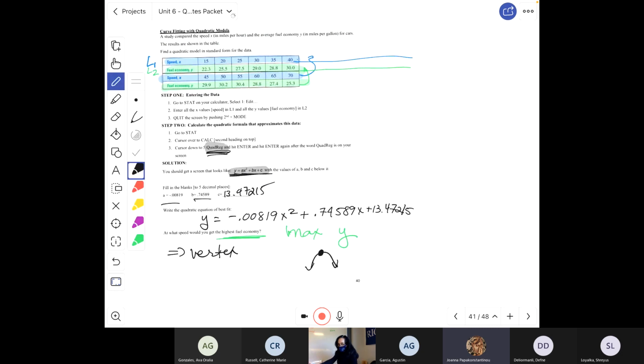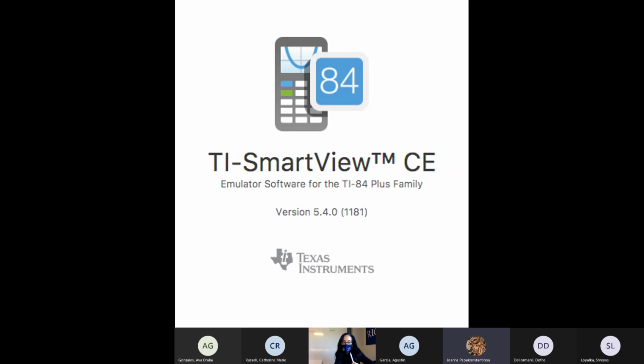Wait, calc what? So if you go to find the max, do we remember? I don't have my information in here, but if I wanted to, I could go to second trace, which is calc, go down to max, set the left bound, set the right bound, right? This is not this problem. I do not have the data in here. I'm just showing you how to find where to go to get the maximum. Then you set the left bound, you set the right bound, then you hit enter, it guesses, you hit enter again, and it tells you. How do you set the left bound?